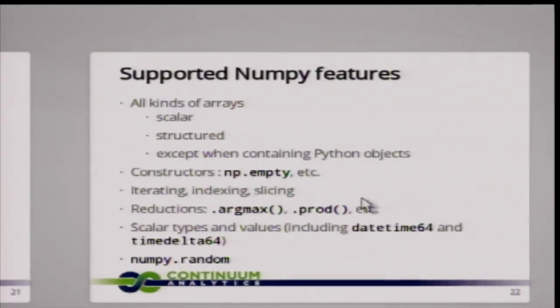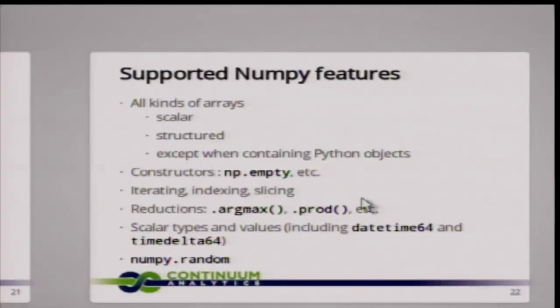On the scalar types front, we support datetime64 and timedelta64, which are weird and, I think, little known types which allow you to do low level computations on some datetimes and timedeltas. And we support numpy.random in the same way that we support the random module.